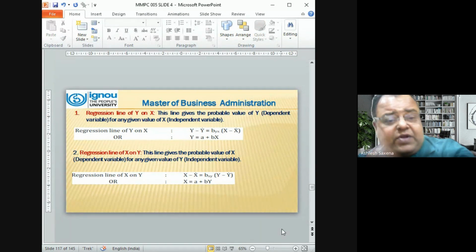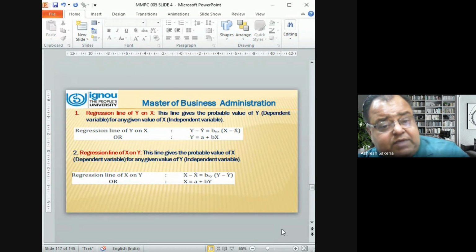If we talk about the regression line of x on y, the line gives the probable value of x, the dependent variable, for any given value of y, the independent variable. Here the regression line of x on y is x − x̄ = bxy(y − ȳ). See the change between the two lines. And here it will be in the form of x = a + by.